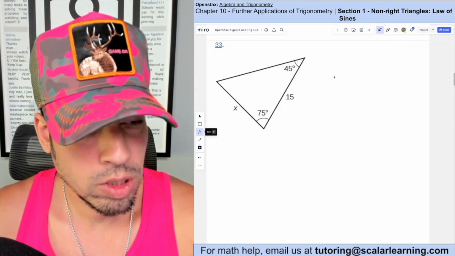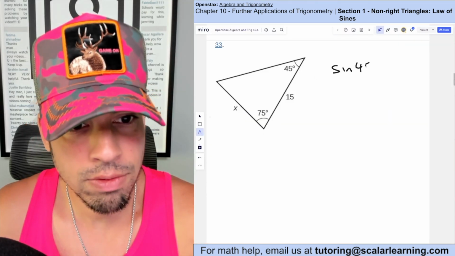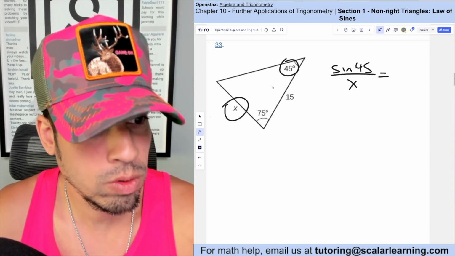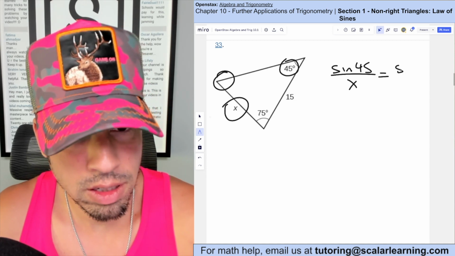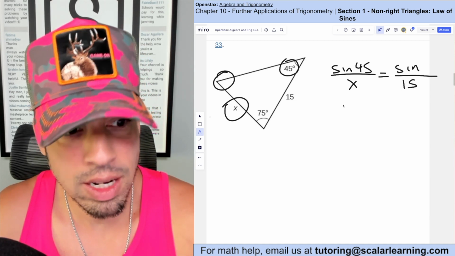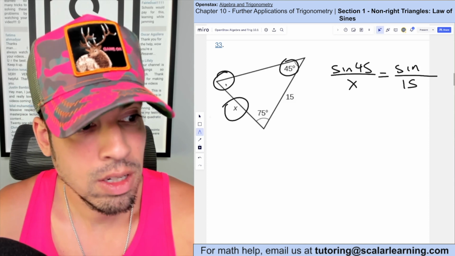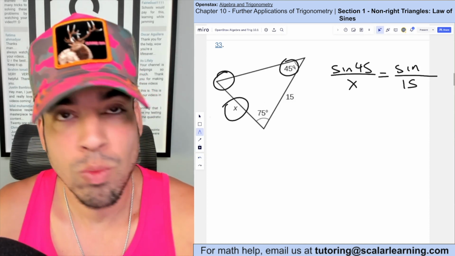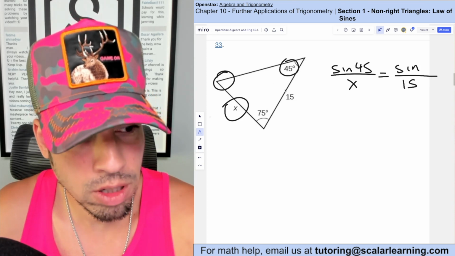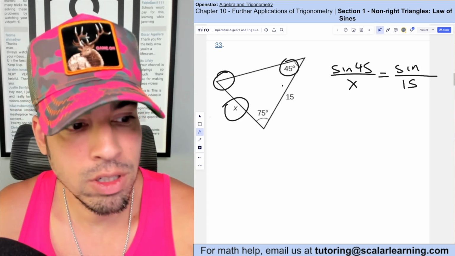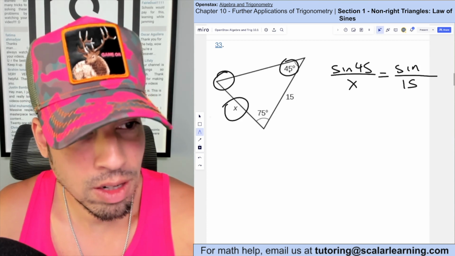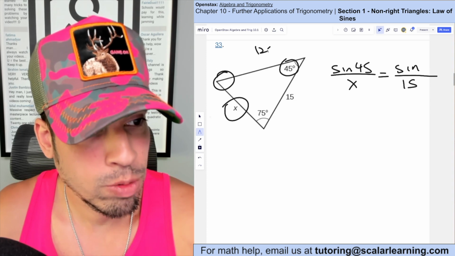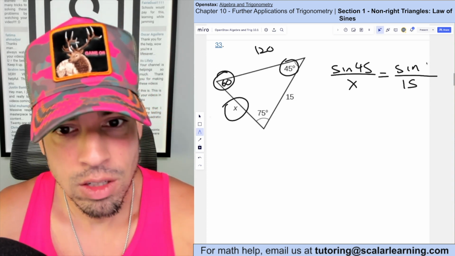For this one, we're going to solve using the law of sines. So we have sine of 45 over the side we're trying to find, the opposite side, x, is equal to sine of whatever angle this is over its opposite side, 15. Now, in this case, they didn't give us this angle, and we can't use this other angle because it's not opposite a known side. So we can figure this out using the triangle angle sum theorem, which says that all angles in a triangle add up to 180. So this is 75, that's 45. You add them together and you get 120, which means that the remaining angle is 60. So we have 60 up here.